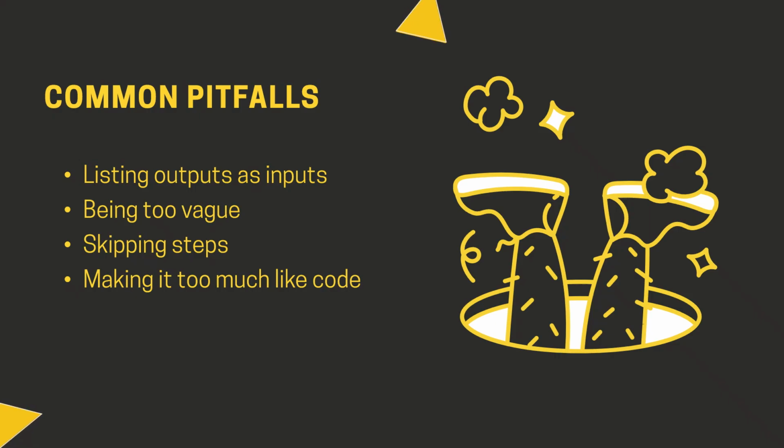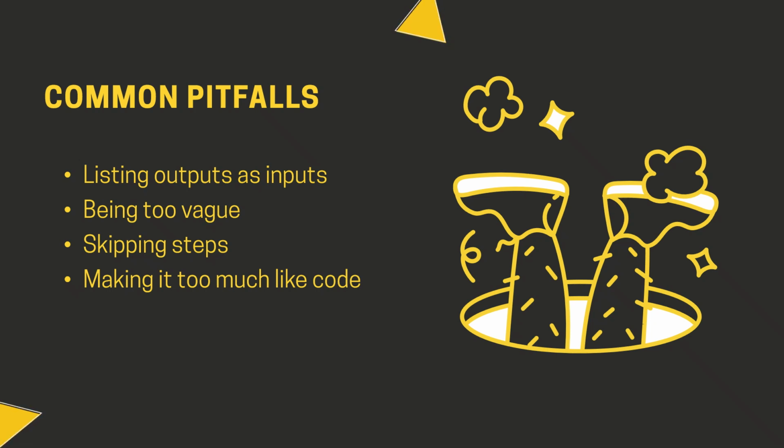Now a few warnings, and here are some common mistakes that students make with their IPO charts. One mistake is listing outputs as inputs. Don't say the total amount due is an input. It's not. It's the result. The other one is being too vague. Again, don't just say input items. Be clear. If it's cupcakes, like in the scenario you're going to be doing for your assignment, then say cupcakes or cookies or muffins.